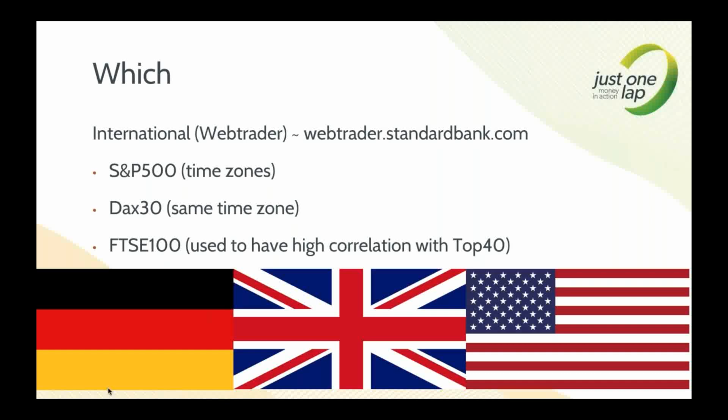FTSE 100 used to have a very high correlation with top 40. That has faded because we used to have a lot of our larger stocks in both indices. So Old Mutual, Billiton, and others used to sit in the two indices and therefore a high correlation. That's no longer the case. The correlation has broken. So another really good one to trade.